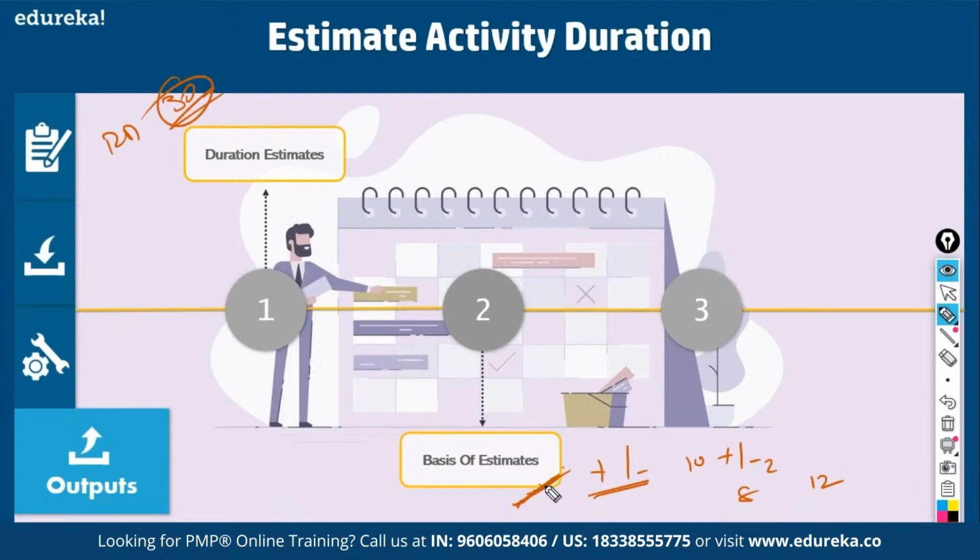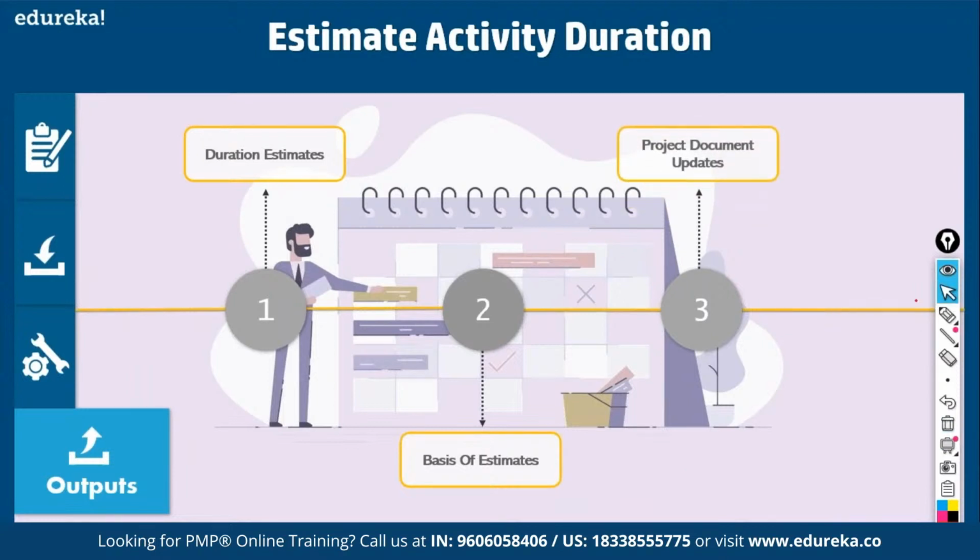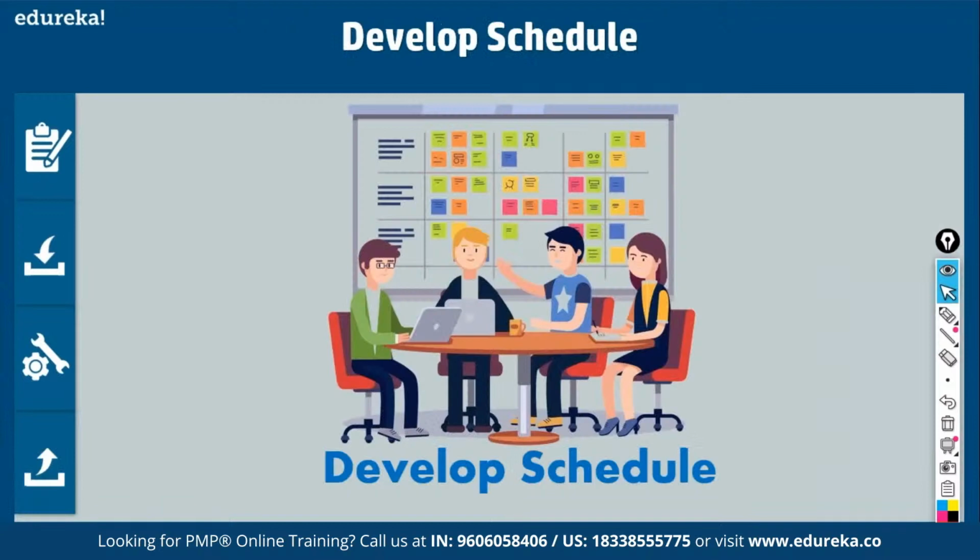It is not enough if you come up with an estimate. You must also say on what basis you came up with this estimate. Okay, then what else? Project documents will get updated in this process. Yeah. So we have developed a schedule. No, we have estimated durations for different network diagrams. We have to combine all these network diagrams and we have to develop one big schedule for all the work packages combined. Okay, the schedule is for the project as a whole, right?